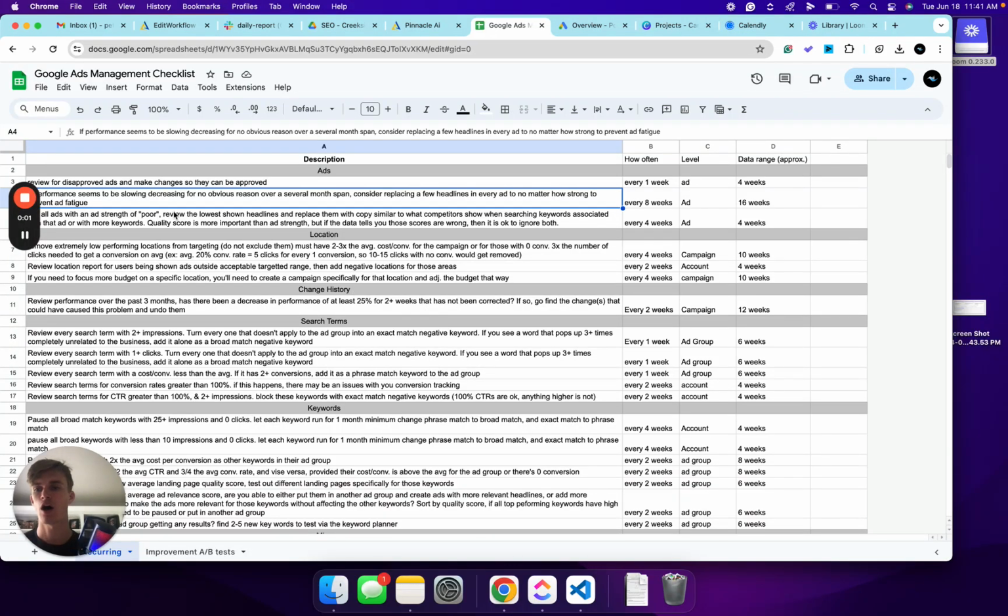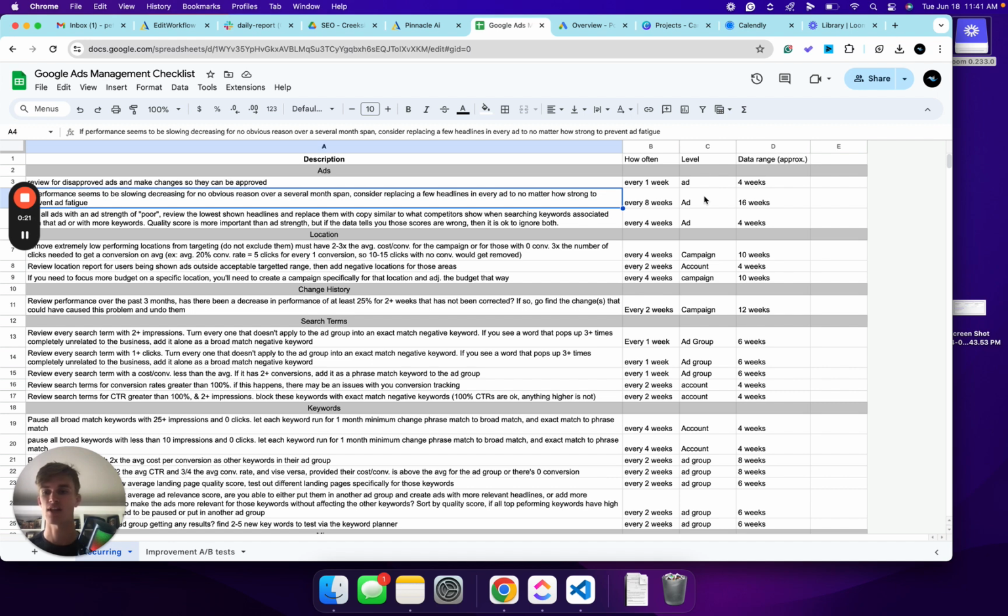In this video, I'll be reviewing performance of ads to see if it seems to be slowing down or decreasing for no obvious reason over a several month span, and consider replacing a few headlines in the ads to prevent ad fatigue. So we're going to want to do this every 8 weeks. We're going to do this at the ad level.